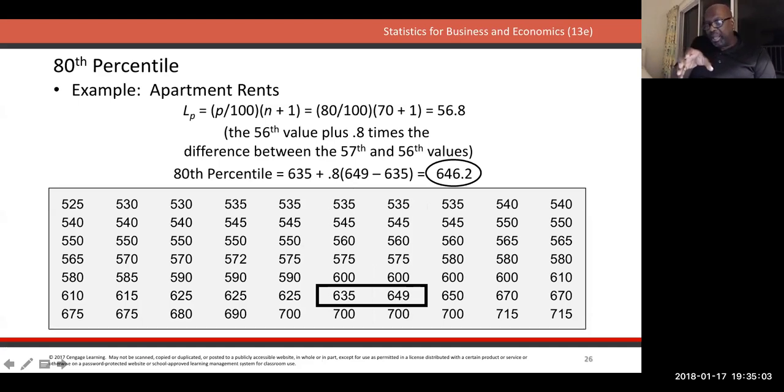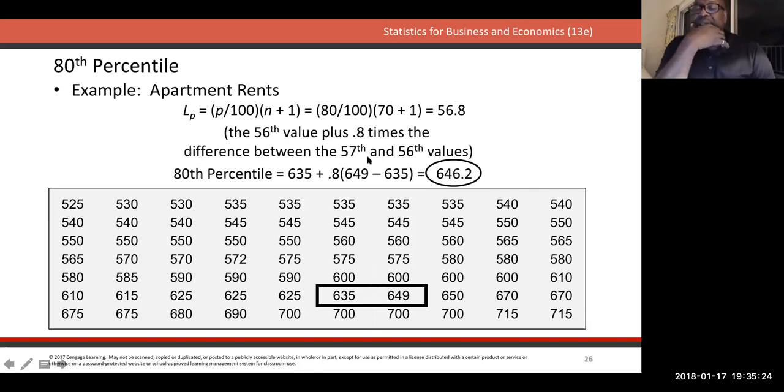There's also extrapolation, where you are going beyond something. Interpolation is when you are within. So it is interpolation because we are within those two numbers. If I was extrapolating, I would go beyond those two numbers. So 80% of the way here is what I'm looking at.